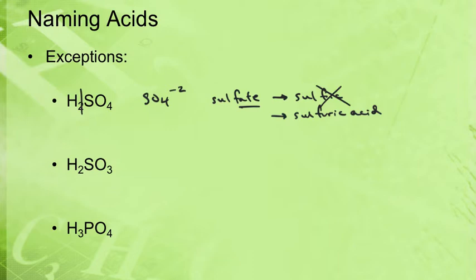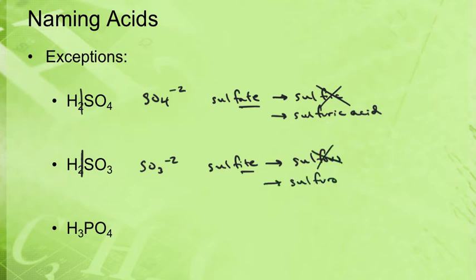Okay. Similarly here, H2SO3, oxyacid. This is a sulfite ion. And you would think that maybe this would just become sulfus. Don't do that. That's not correct. The correct one here is sulfurous, kind of like its older brother up here, sulfuric acid, right? This is sulfurous acid.